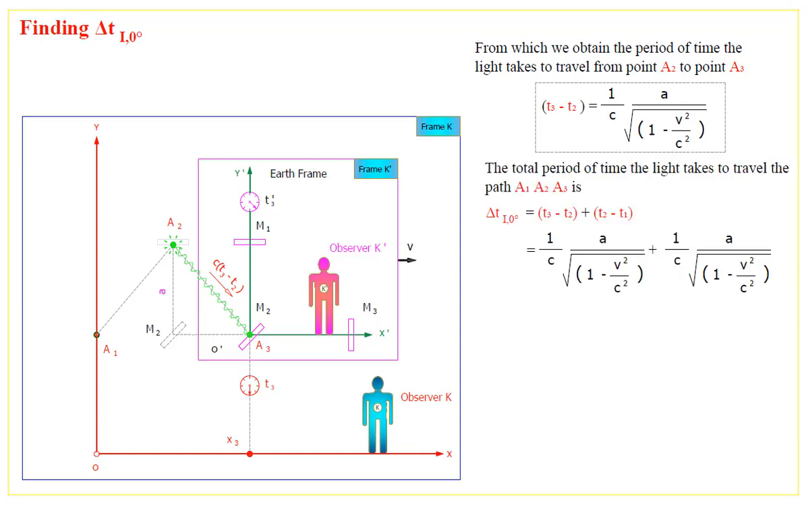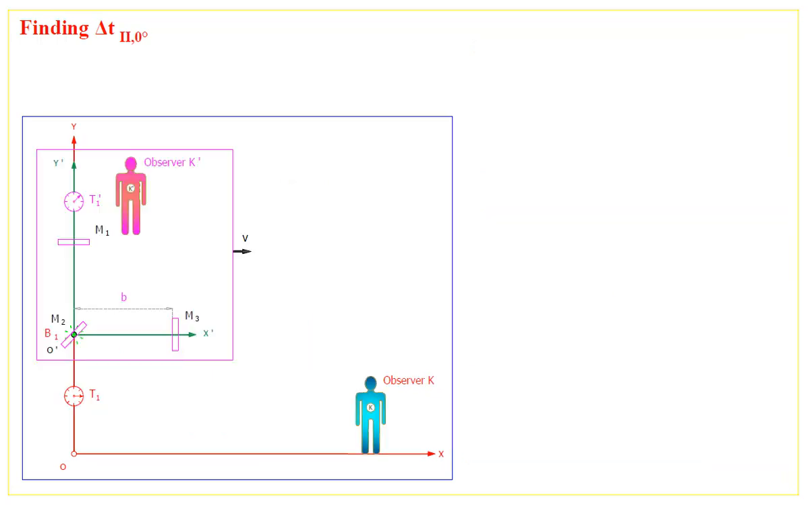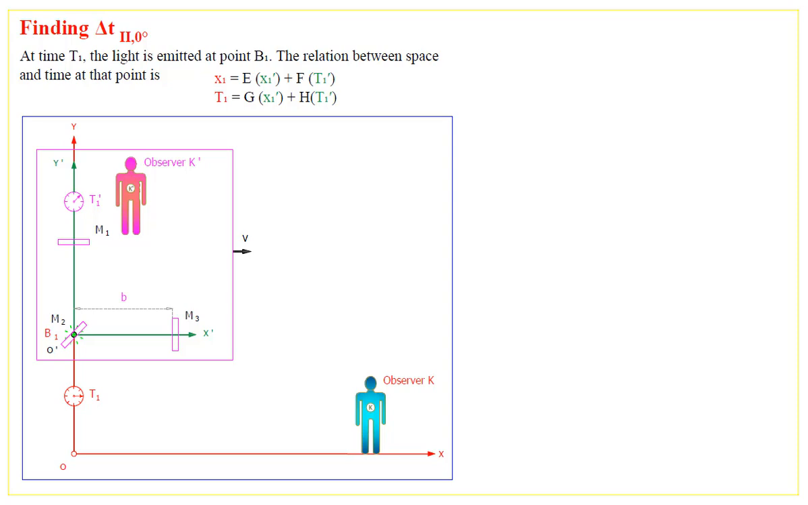The total period of time the light takes to travel the path A1, A2, A3 is. From which we obtain the time the light takes to travel from mirror 1, 2 and 3 when the device is rotated by 0 degrees. Finding delta T2 at 0 degrees. At time t1, the light is emitted at point B1. The relation between space and time at that point is.